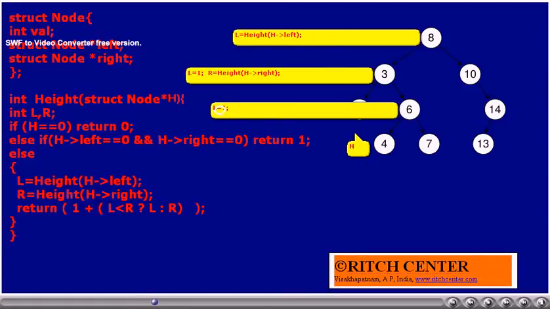Now it indicates that the left subtree of the node 6 is of height 1. Now we have to find out the height of the right subtree of the node 6. Thus the statement r is equal to height h arrow right will be executed. That is, the height function will be called recursively on the right subtree of the node 6.